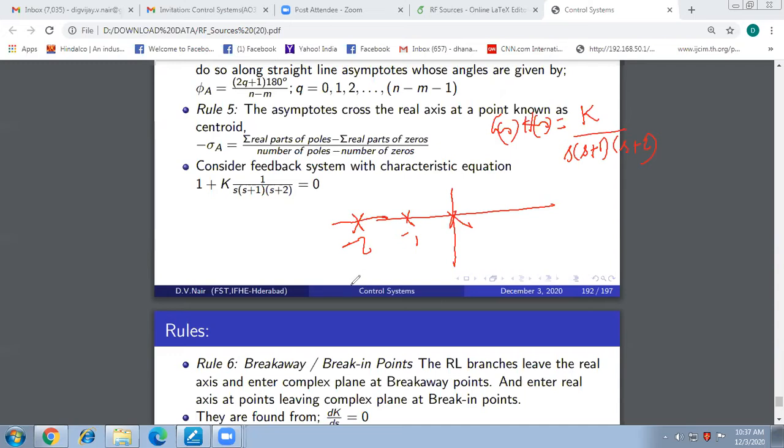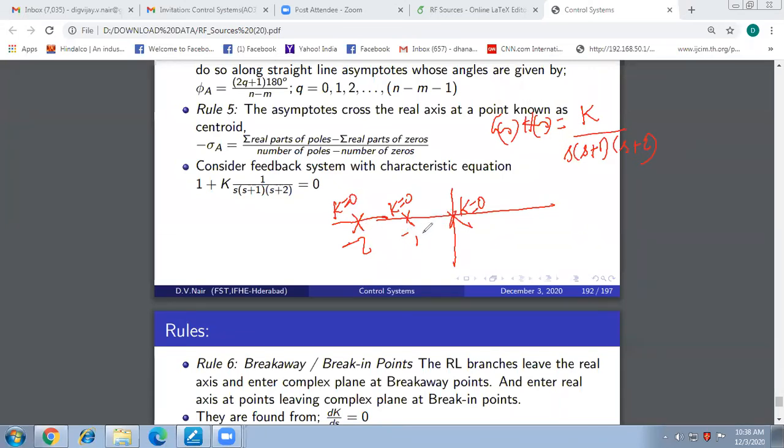None, sir. At infinity, all three. All three, because there are no finite open loop zeros, right? So these three branches of the root locus, each of them will start at an open loop pole with k equal to 0.